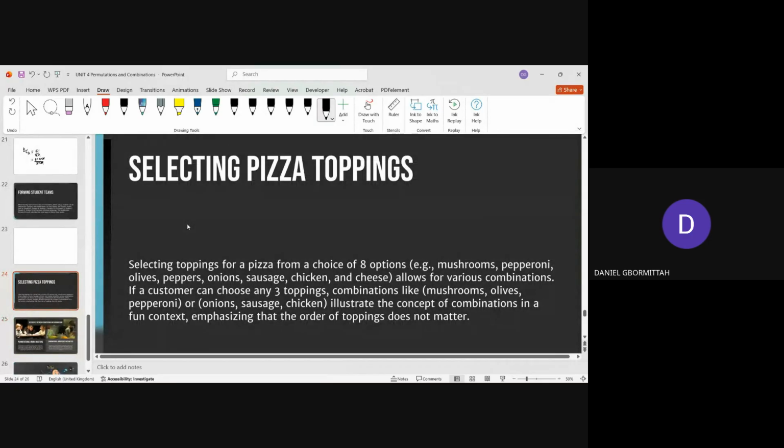Then you also have a similar one, this pizza from a choice of 8 options. So how many pizzas do we have? We have the pizza, we have the choice of 8 toppings: mushrooms, pepperoni, olives. I mentioned this in the options, and let me see.